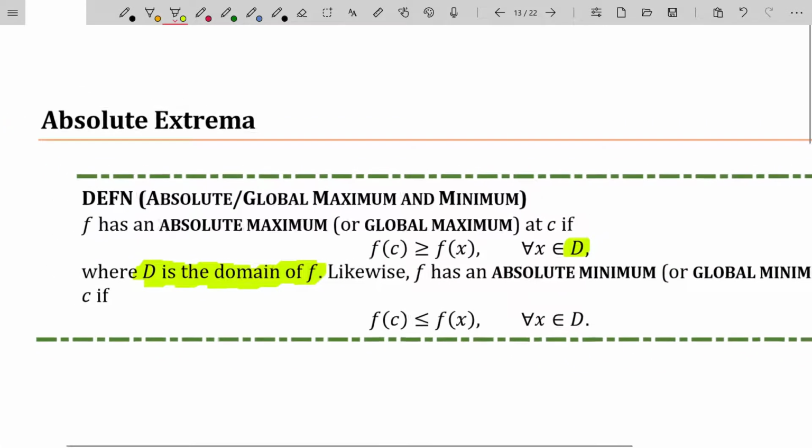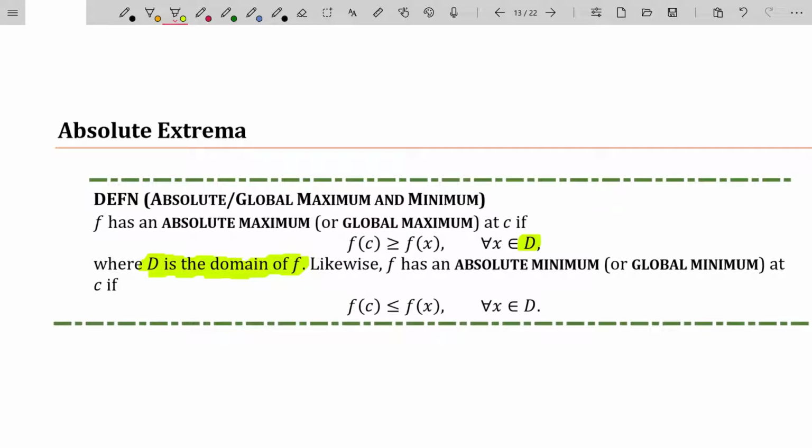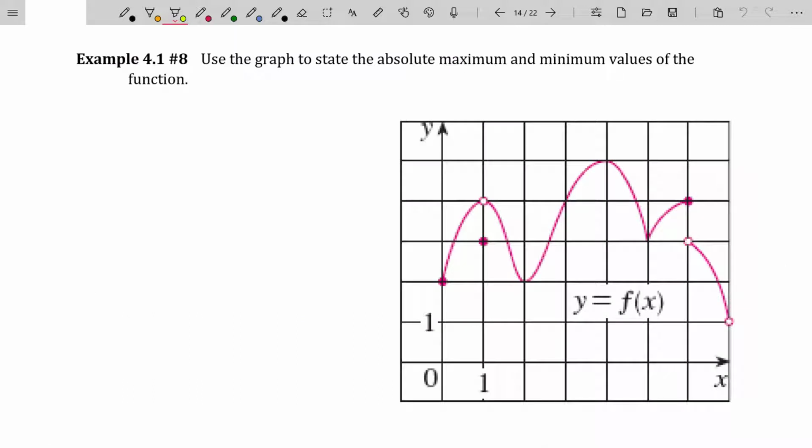Likewise, f has an absolute minimum, or a global minimum, at c if f of c is less than or equal to f of x for all x, again, in the entire domain. So let's take a look at this example. Use the graph to state the absolute maximum and minimum values of the function.